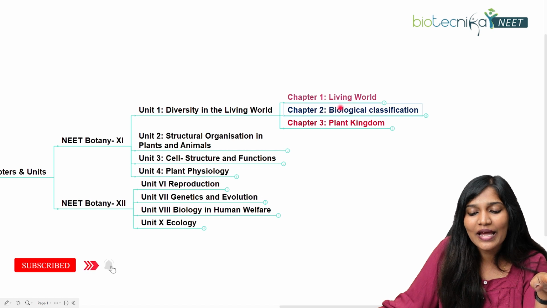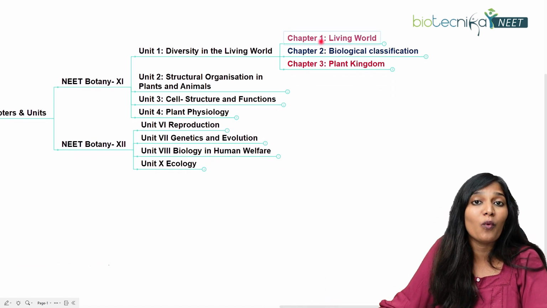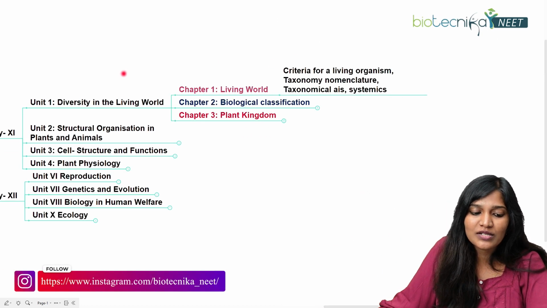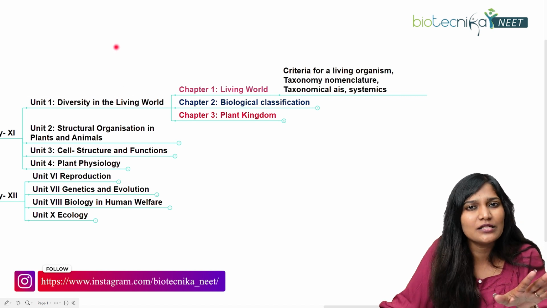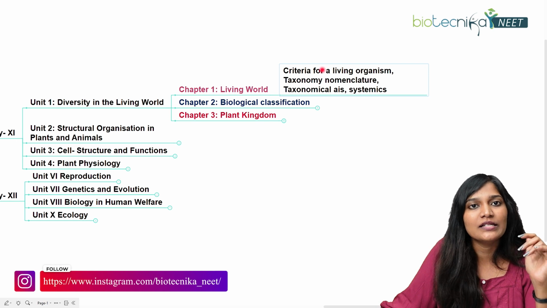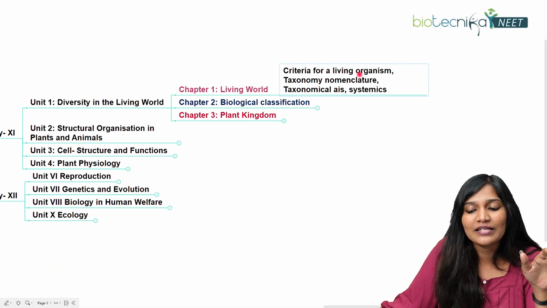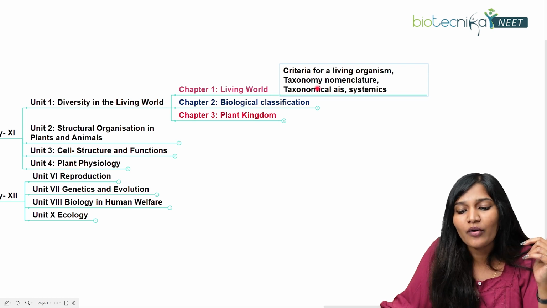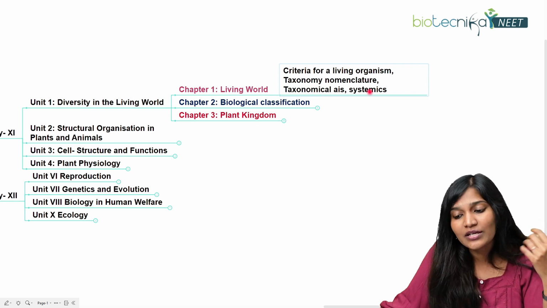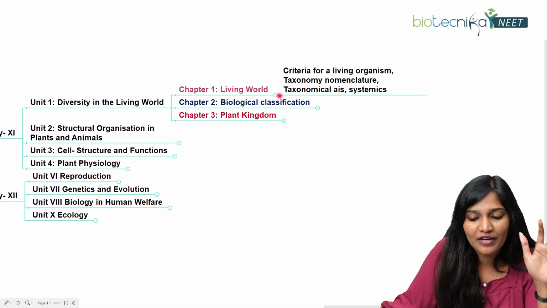So these are the units, and now I'm going to talk about the chapters. First, let's talk about unit number 1, chapter 1, which is the living world. This unit is very important, and also very easy. You have to study what the criteria are. So growth can be a criterion, or metabolism, or consciousness. Everything is going to be a criterion. There is going to be a list we'll be talking about, and taxonomy, nomenclature, taxonomical aids and systematics. These are the 4 topics which you have to study in the living world, which is very, very important.